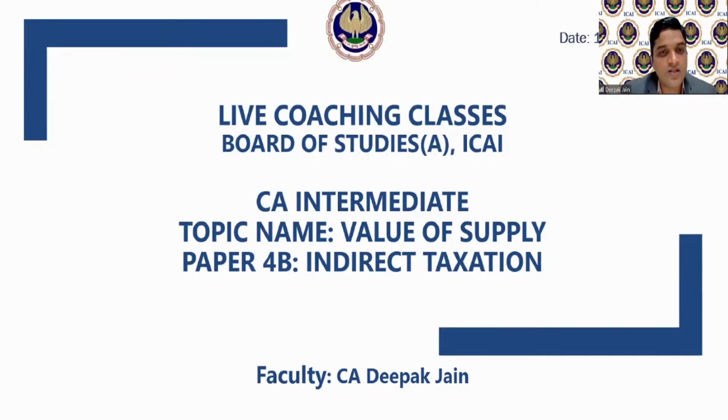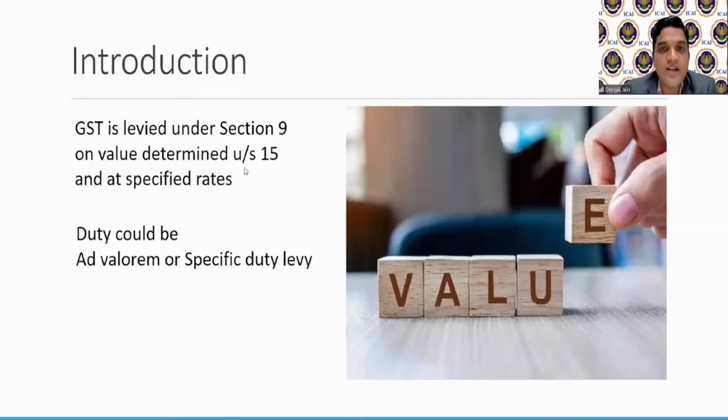That is what is the value of supply, and the rate provision which says that GST is levied under Section 9 on value which is determined under Section 15. So the valuation section under GST is Section 15, and it shall be taxable at the specified rate. The specified rate is given in the notifications.